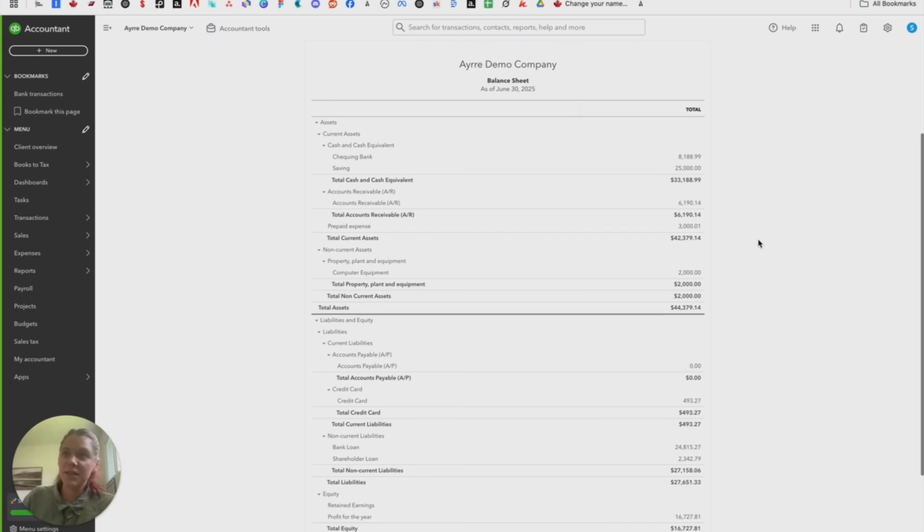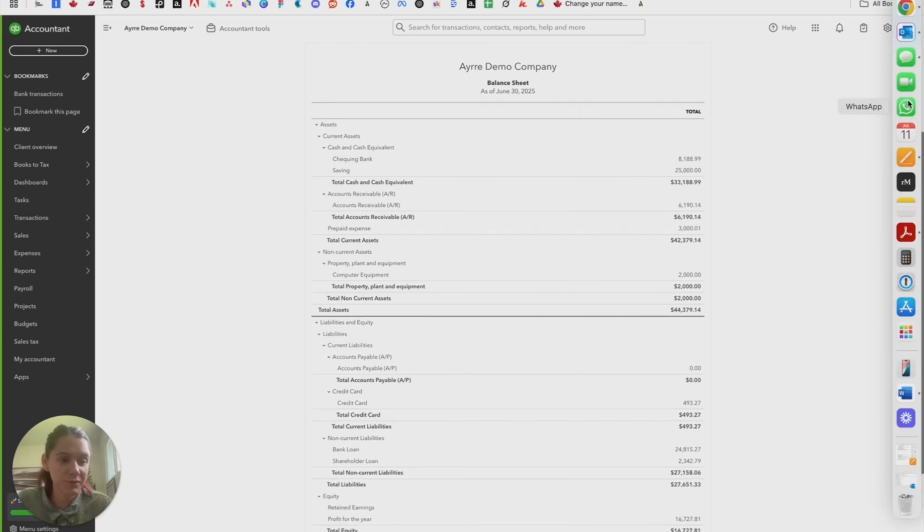So that's just a really nice, easy way to see, okay, while your client might have profit in their company, do they still have cash available? Or vice versa, profit doesn't always equal the cash that's available in the business.